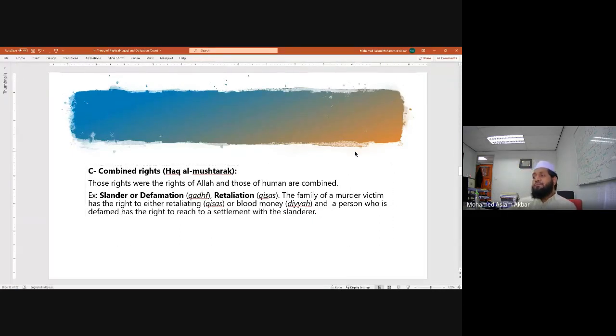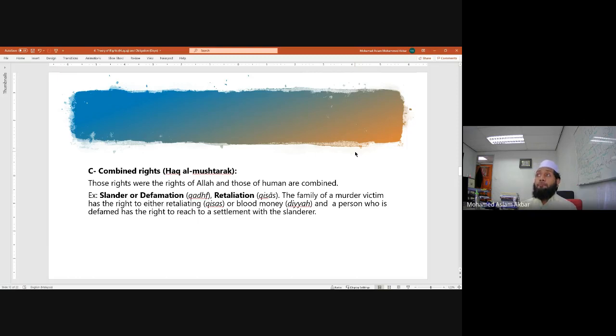Okay, let's talk about qisas first, then I'll talk to you about qadhf. Qisas is not something new. It is always there. If someone intentionally killed someone, if murder is actually proven to be a planned murder and a first degree murder, of course there is qisas.